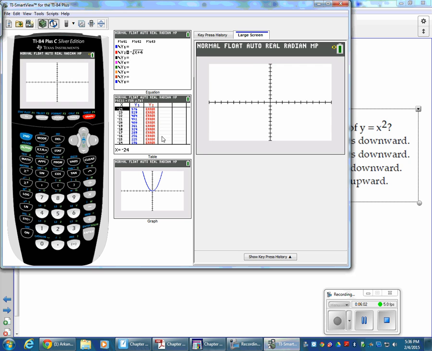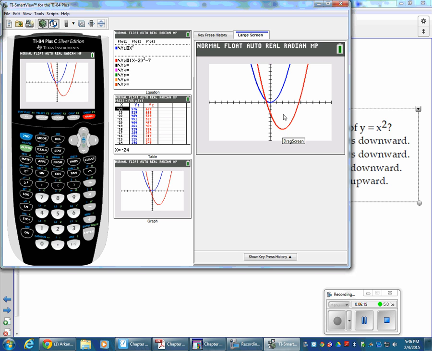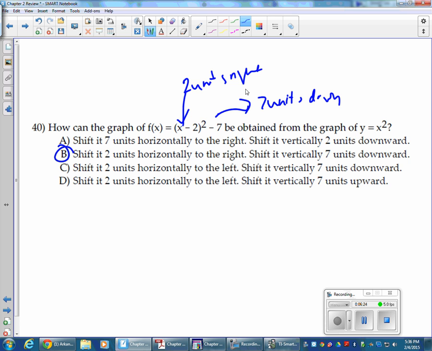If I graph it, here's my original, and here is my new one coming in red, and if you'll look, the vertex moves over 2 and then it moves down 7. So this was my center point, and it moved over 2 to the right and down 7, which was my answer. 2 units right and 7 units down.